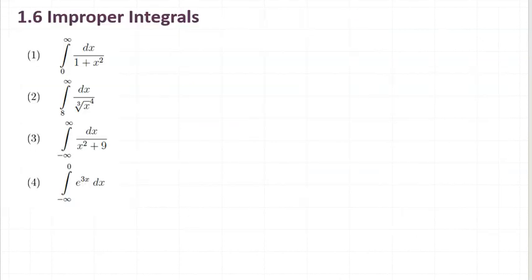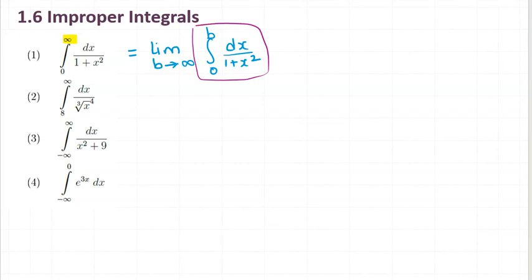Let us take this example. Look at the first question. What you see: integral 0 to infinity dx over 1 plus x squared. Here the upper limit becomes infinity. So the first thing we have to do is to rewrite this question in the form of a limit. Since the upper limit goes to infinity, we use a variable in place of infinity and we write limit of integral 0 to b dx over 1 plus x squared. Now this integral becomes a definite integral.